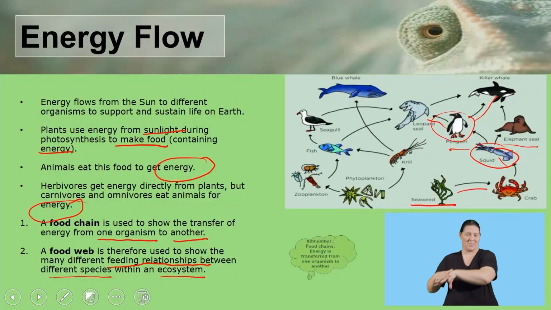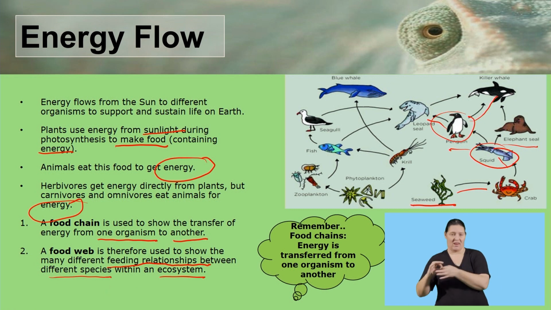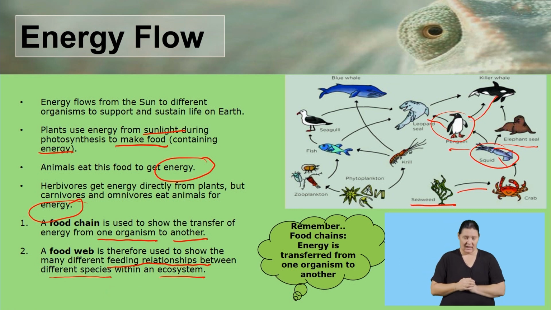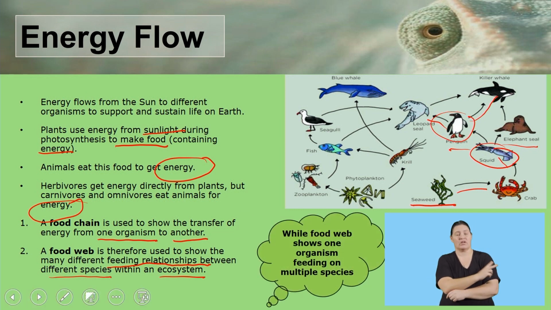The difference between the two is that a food chain shows the energy transfer from one organism to the next, whereas a food web shows the energy transfer from one food chain to the next. Just a quick reminder, in food chains energy is transferred from one organism to the next, which I've already explained, and a food web speaks to energy that is being transferred from one food chain to the next.